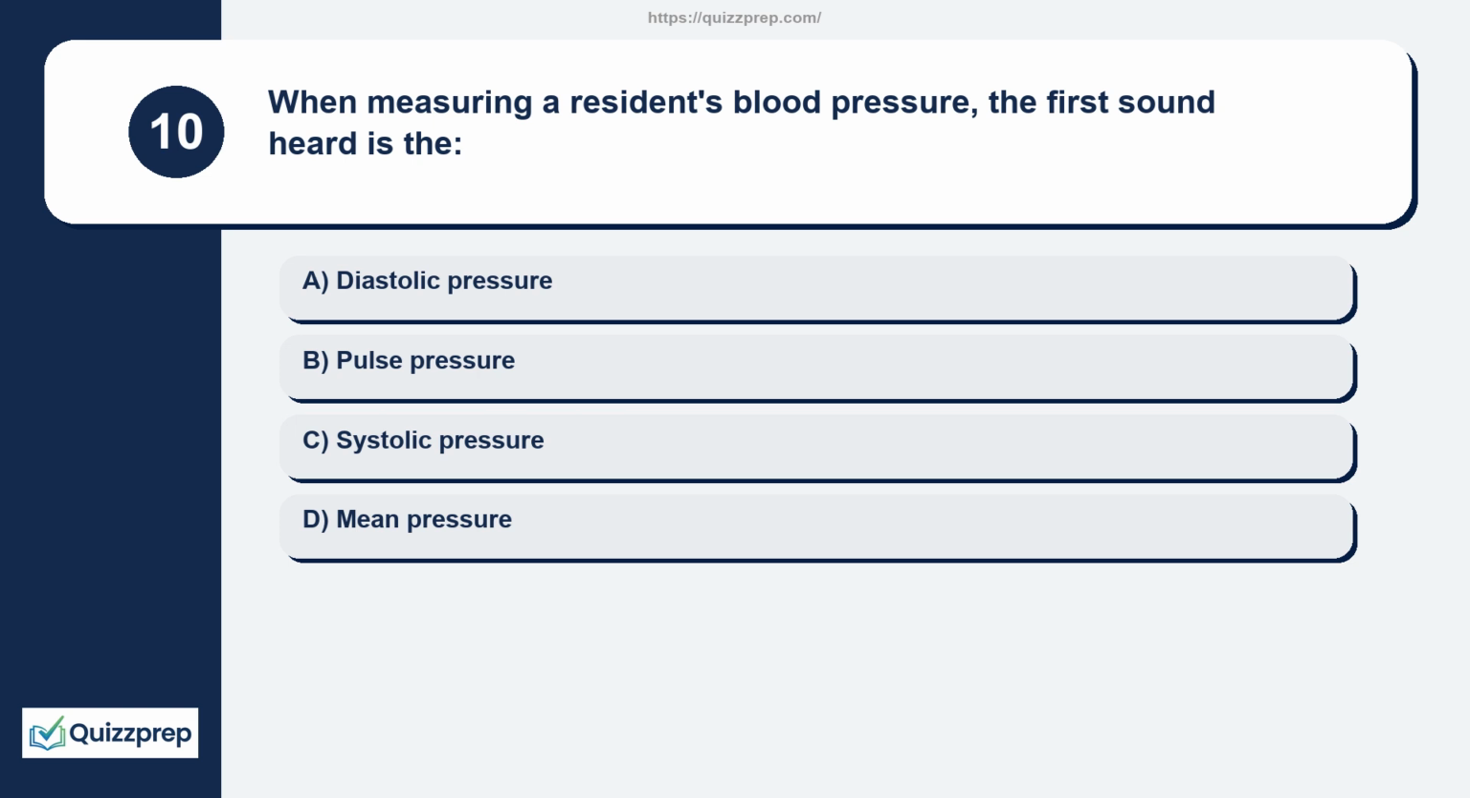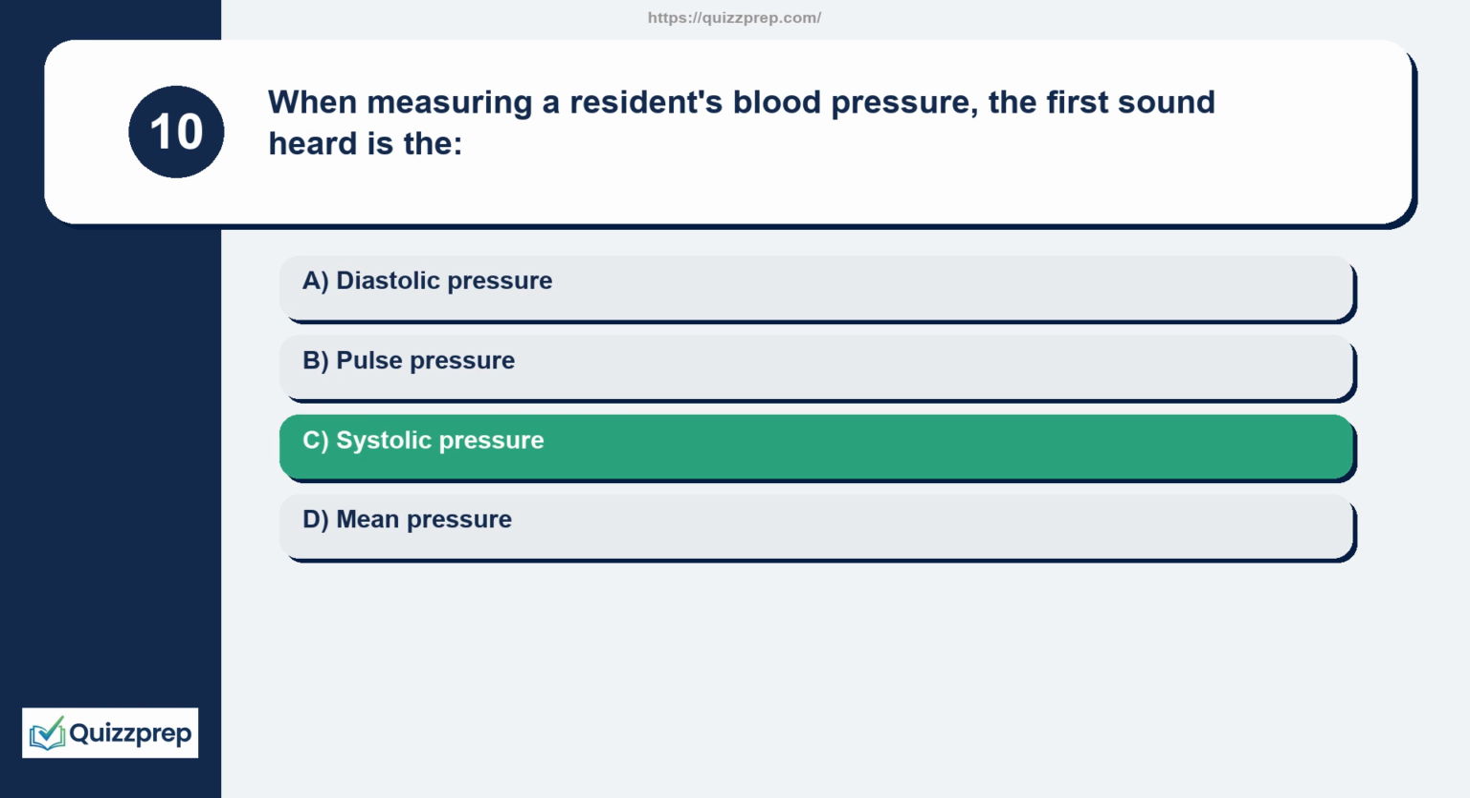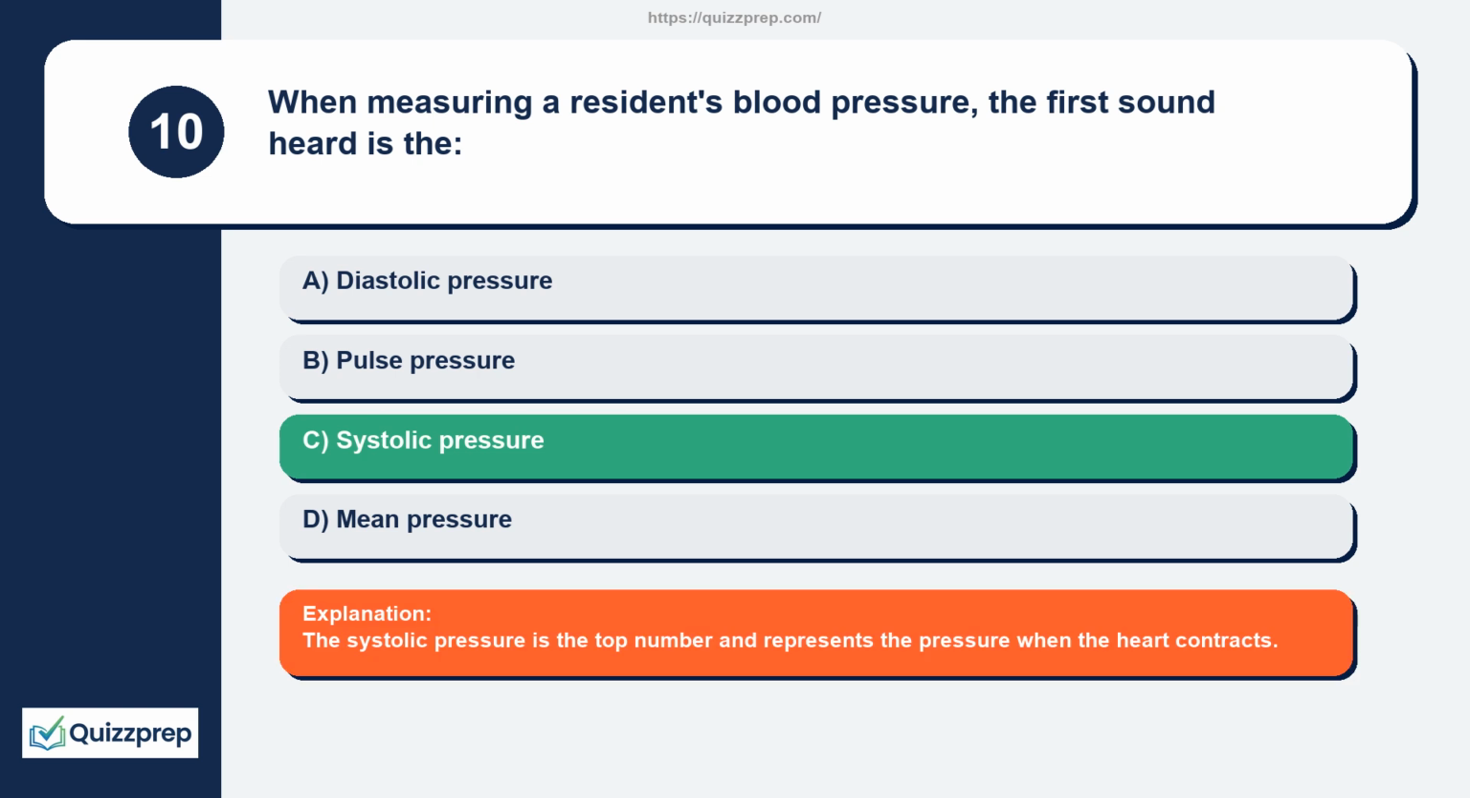Question 10. When measuring a resident's blood pressure, the first sound heard is the diastolic pressure, pulse pressure, systolic pressure, mean pressure. The systolic pressure is the top number and represents the pressure when the heart contracts.